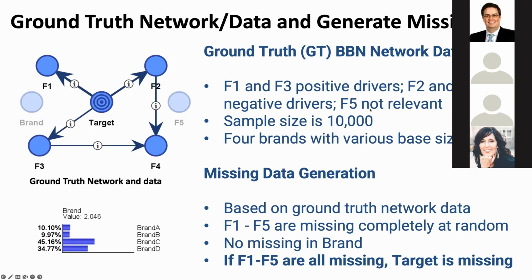And also F5 is not connected at all with the other part, right? So it's not relevant. And the sample size is, once you specify the conditional probability table, you can generate the sample data, which will be consistent with the ground truth model you specified, right? So you can use this model to generate hypothetical data, the simulation data, 10,000 data points, let's say.